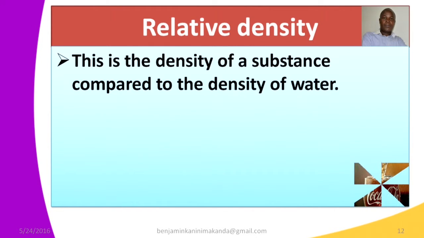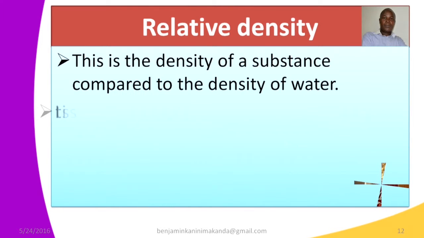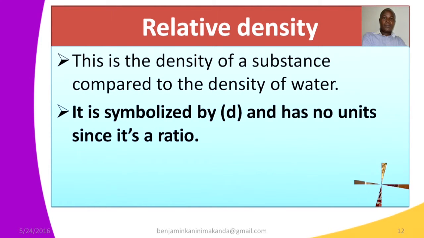Why we relate the density of that substance to the density of water is because the density of water is universally known. So we have to relate that density to the density of water. That's why we call it relative density. Therefore, throughout our discussion, relative density is going to be abbreviated as D. It is symbolized by D and has no units since it is a ratio. Now, relative density does not have units because you relate the density of a given substance to the density of water, and therefore the units cancel out.